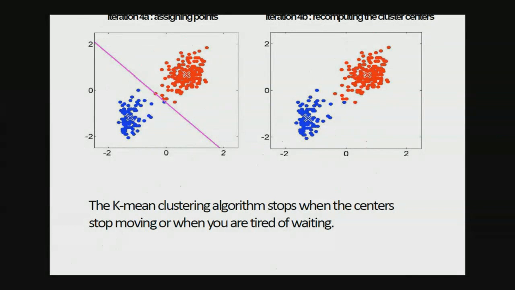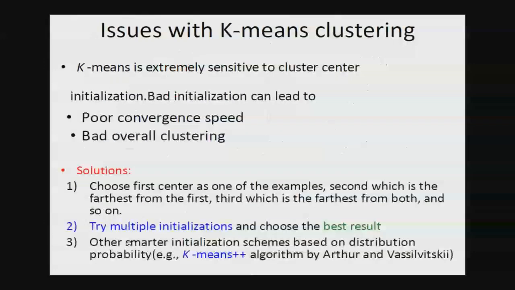But then, how do you choose them? So the next slide: the issue with k-means clustering is that it is extremely sensitive to the cluster center initialization. Bad initialization can lead to poor convergence speed, right? It will go on for thousands of rounds and not converge, or it could lead to bad overall clustering. If the shape of the data is irregular, not convex, then you will not get a good result. And there are several solutions.